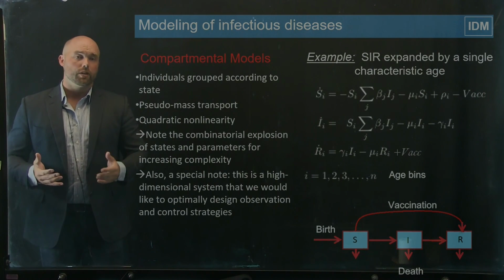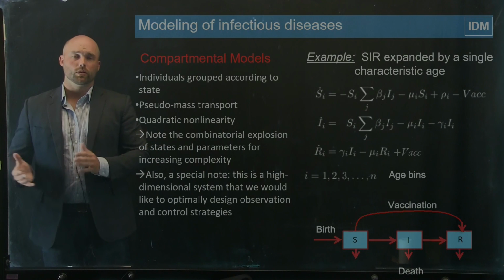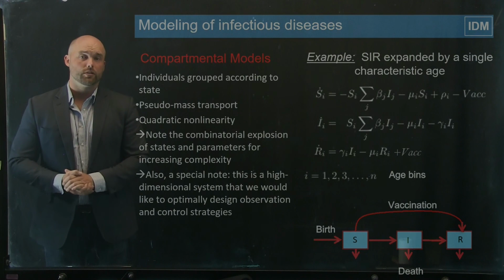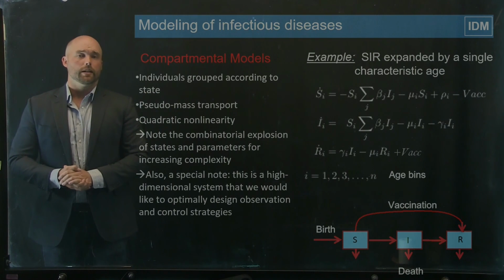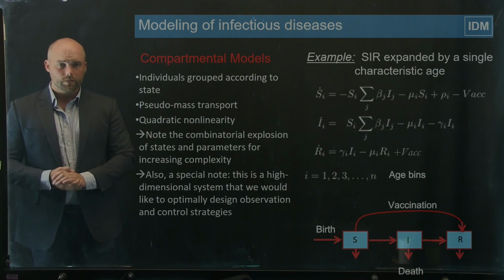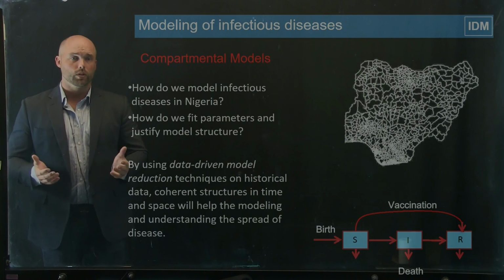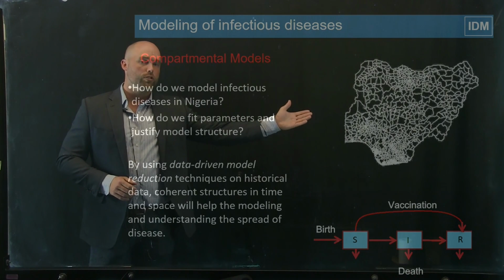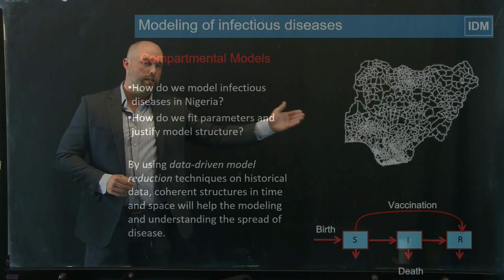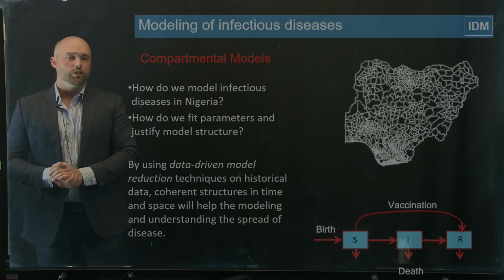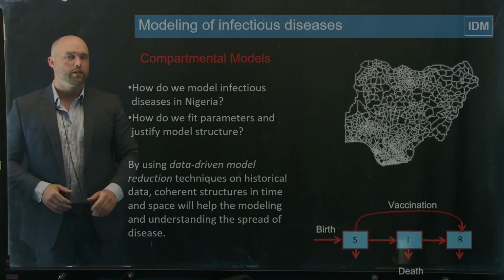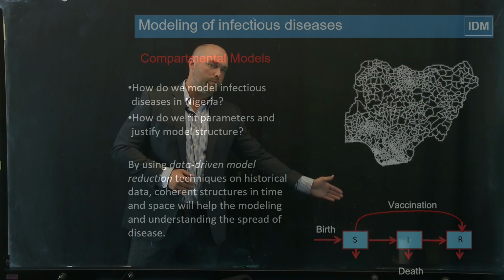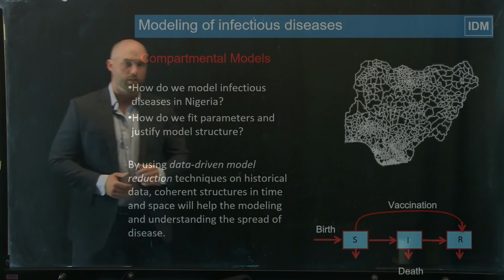Now, not only that, but if you have a high-dimensional model, it becomes difficult to design observation strategies or surveillance strategies, or even vaccination strategies or control strategies. This becomes difficult when you add on more layers of complexity. For example, how people move around in actual topology in a country. This is every LGA in Nigeria, 777. So now you're not only fitting how the disease is evolving within a population of people, but how people are moving around a particular country.